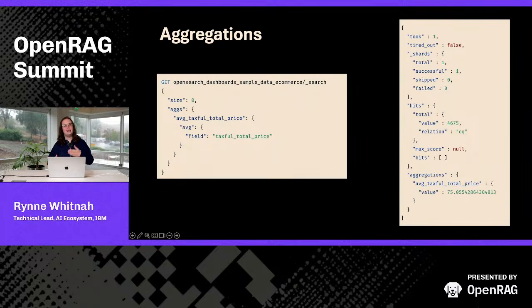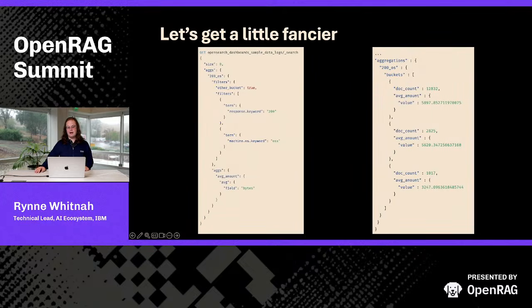You can look at that over time. You can look at how that changes with different products and different dimensions. And you can use this to build really rich UIs for any sort of search use case. But let's get a little fancier. So this is probably difficult to see at the Zoom level, but this is also available in the OpenSearch documentation.